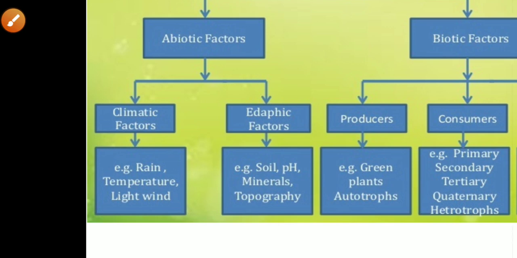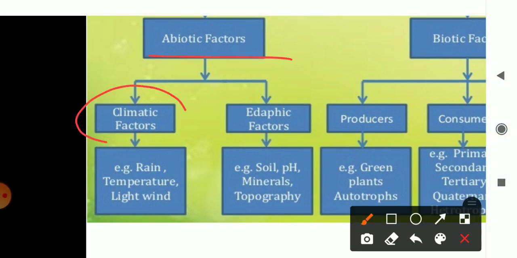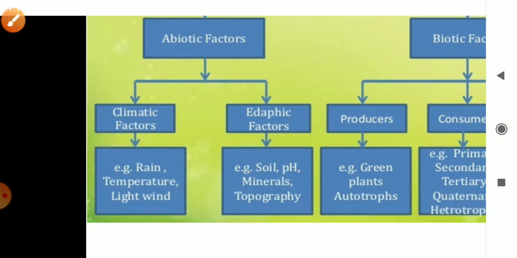The abiotic factors of the ecosystem include the climatic factors like rainfall, temperature, humidity, light, wind speed, etc., and the edaphic factors like soil, pH, minerals, topography, etc. Right?